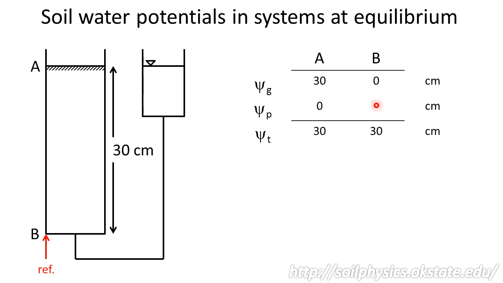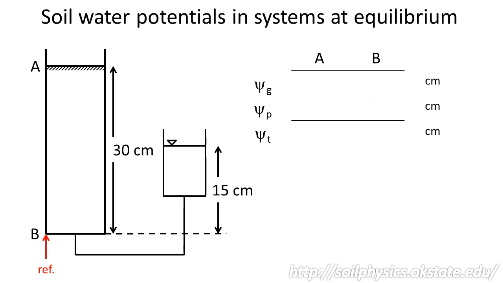Well, now we have only one blank left in our table, and we can see just by quick inspection the pressure potential at point B must be 30 centimeters. That makes sense because it's 30 centimeters below this free water surface and hydraulically connected. So there's our first example. What if we change things up a little bit?